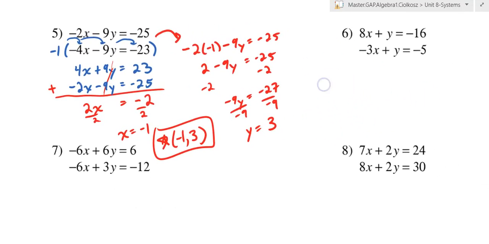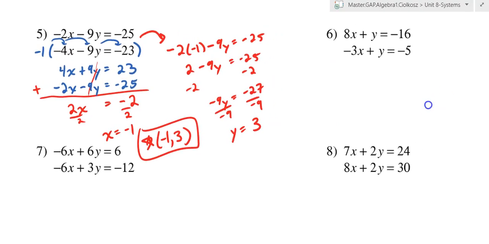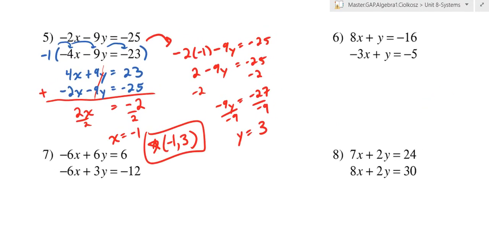You'll notice that similar step there of multiplying one of the equations by negative 1 will work for each of these next 4 problems. So again, pause the video at this time, work through 6, 7, and 8, check your work with the bottom answer key before you move on. From here, we'll move on down.